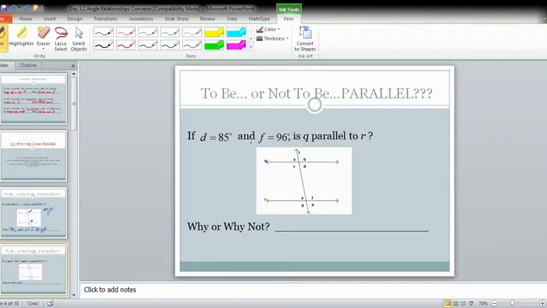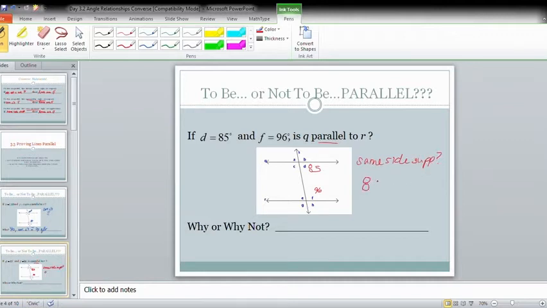Are they parallel? Angle D, 85 degrees. Angle F, 96 degrees. Well, let's look at the relationship. We've got two angles on the inside of my parallel lines, so they're interior. They're on the same side of my transversal, so we have same side interior angles. Well, if we have parallel lines, we would have same side supplementary. Do we have supplementary angles?